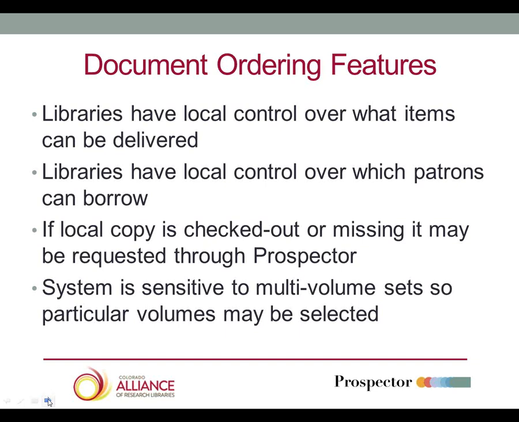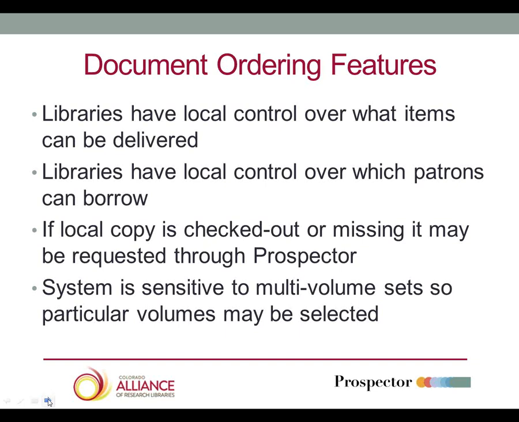You have local control over which patrons can borrow, so it's up to you. If there's a certain class of patron that you don't want to borrow from Prospector, that's completely fine. You can set them up. Maybe there's visitor patrons or alumni or something, and you say, we don't want to deal with Prospector borrowing for them. That's fine. If a local copy is checked out or missing, it may be requested through Prospector, and that's actually a local policy as well. So some libraries say even if a local copy is showing up as available, we still let our patrons place a hold on it. So it just really depends on the library.